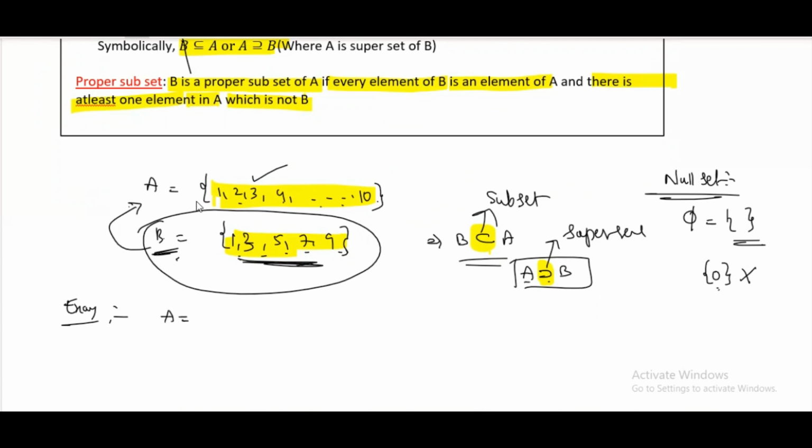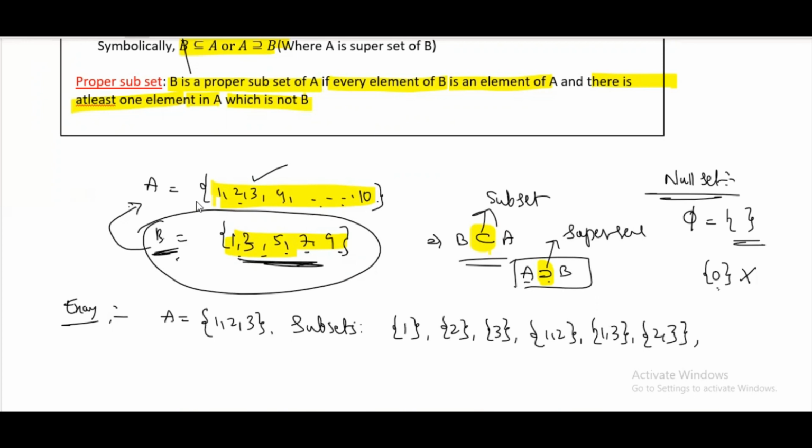If I take any non-empty set A, like {1, 2, 3}, how can we write the subsets for this? 1 is a subset, 2 is a subset, 3 is a subset, {1, 2} is a subset, {1, 3} is a subset, {2, 3} is a subset. And phi, the null set, is a subset of every set, and a set is a subset of itself. So here, if you count 1, 2, 3, 4, 5, 6, 7, 8, we have a total of 8 subsets, which we can write as 2 cube.